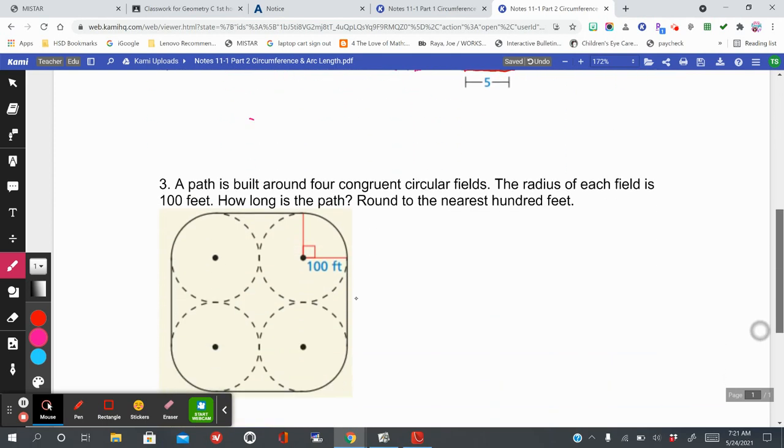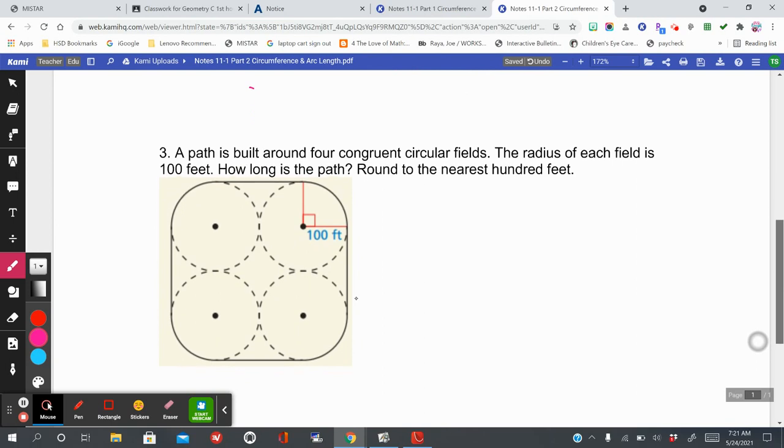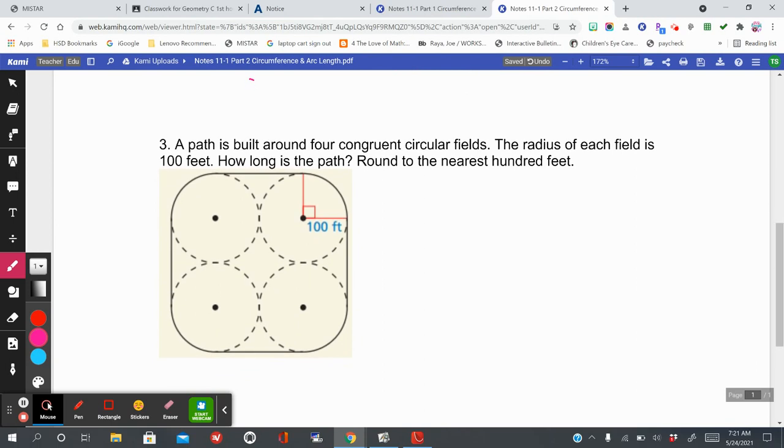And then we have another one similar to the previous one. So a path is built around 4 congruent circular fields. The radius of each field is 100 feet. How long is the path to the nearest foot? So same type of thing. We can see going across from here to here is 2 sets of 100. So we know this is going to be 200. This is going to be 200 because they're all congruent circles. And this part's going to be 200.